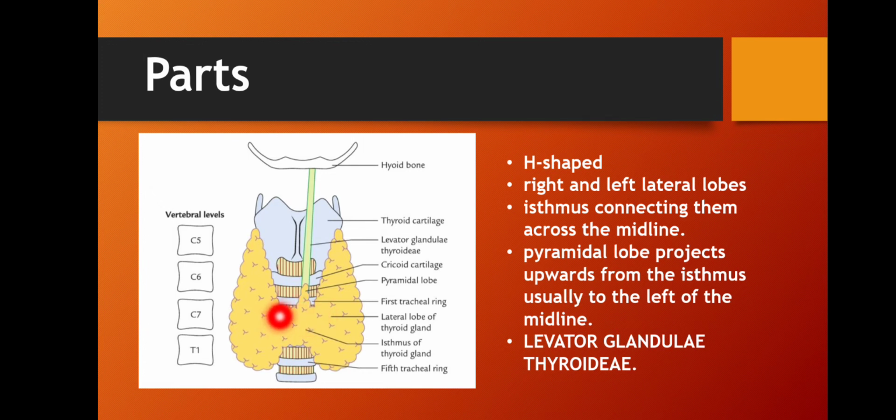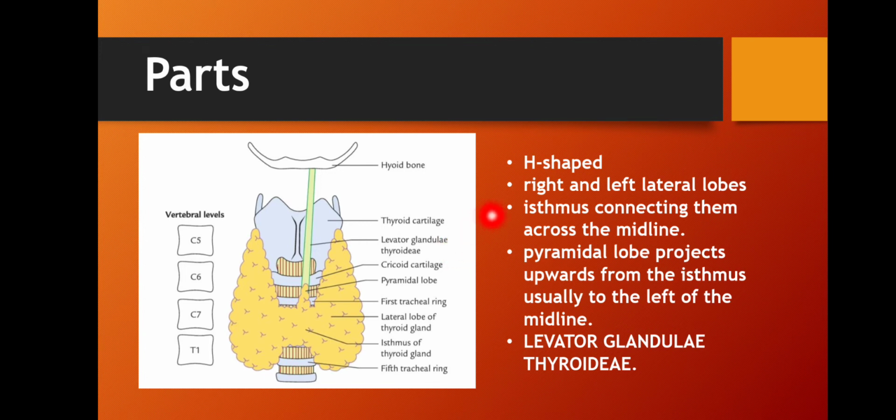So if you draw a midline, you can observe a small structure arising to the left of the midline. It is known as the pyramidal lobe. This pyramidal lobe is connected to the hyoid bone by a fibromuscular band-like structure known as the levator glandulae thyroideae.